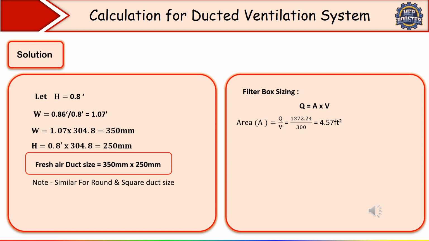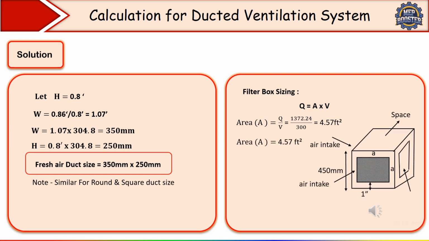1372.24. Divide both of them, and finally you will get the area of that mesh. How much? 4.57. So the area of the filter we get is 4.57 square feet. Now what we have to do, you can see here one image is there. This is a filter box.